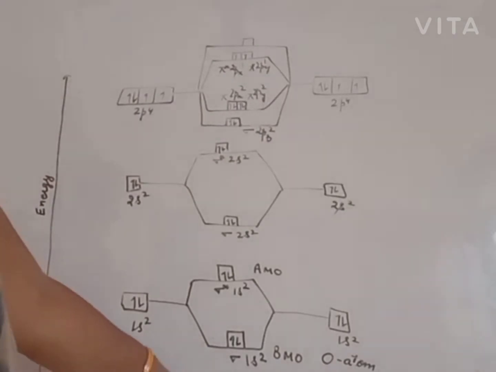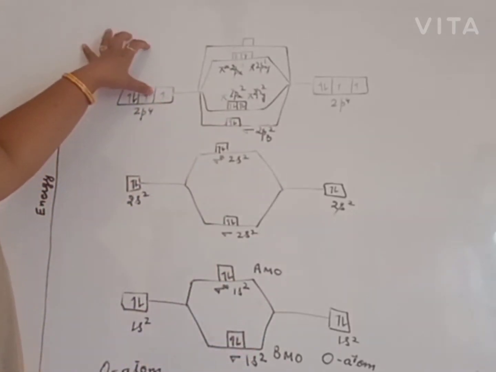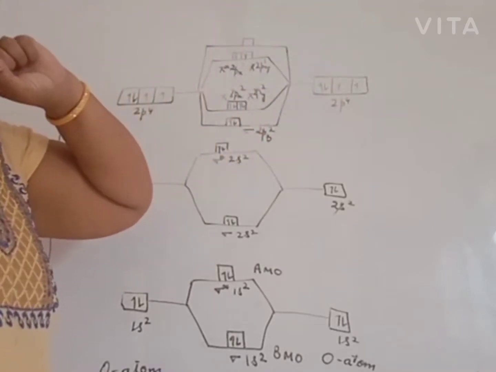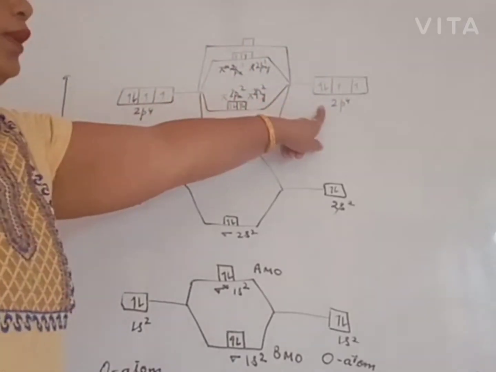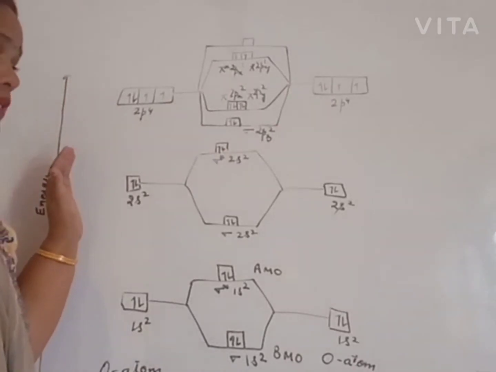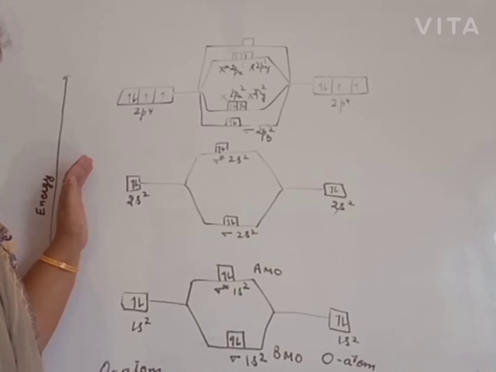The basic diagram is the same for fluorine. Fluorine consists of 1 more electron in each, so a total of 2 electrons increase. In the case of neon, they are fully filled. Now that you understand the energy level diagram of oxygen, you will practice with fluorine and neon.